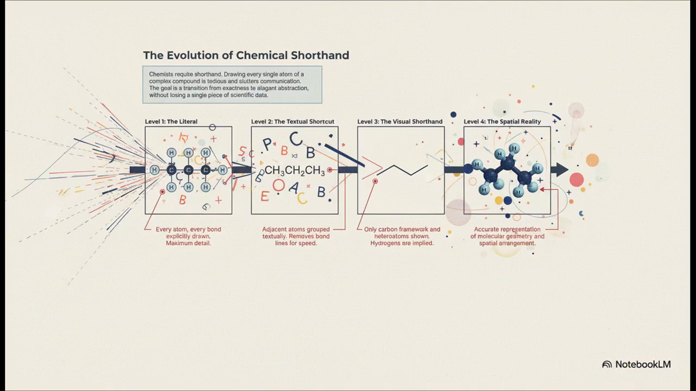This slide is perfect. It lays out our whole journey. We're starting at level 1, what I call the literal drawing, where you see absolutely everything. Then we're going to move to a condensed version, then to that sleek zigzag shorthand, and finally we'll land at level 4, which shows us the molecule's true shape in space. We're basically going from total detail to elegant simplicity.